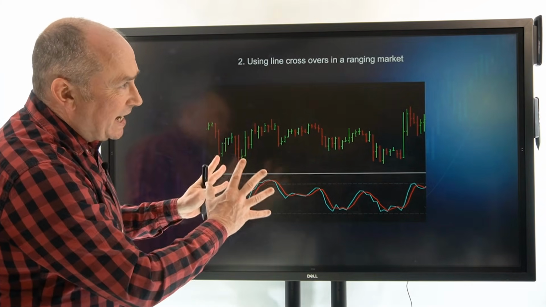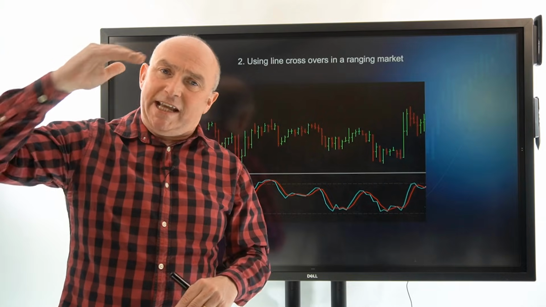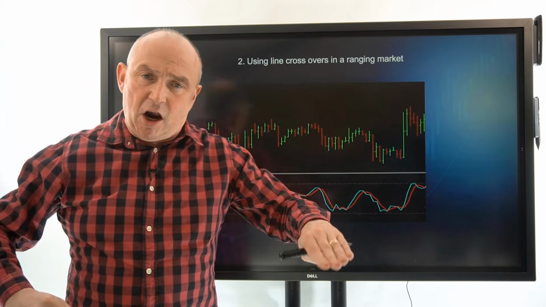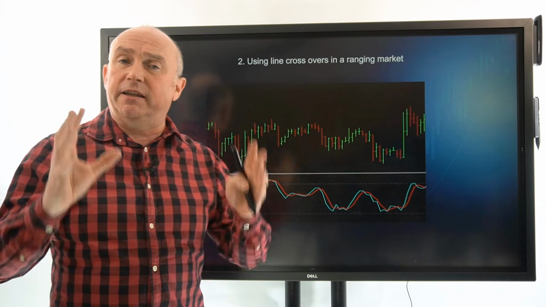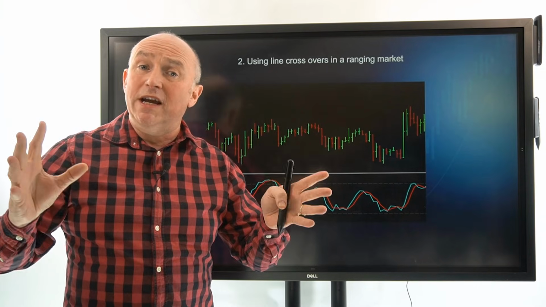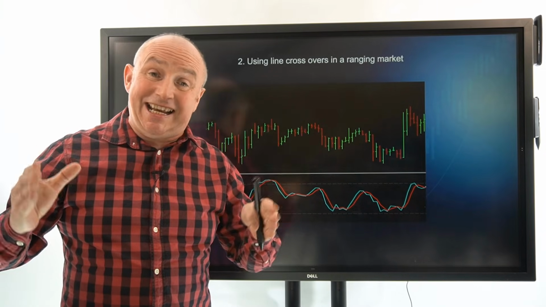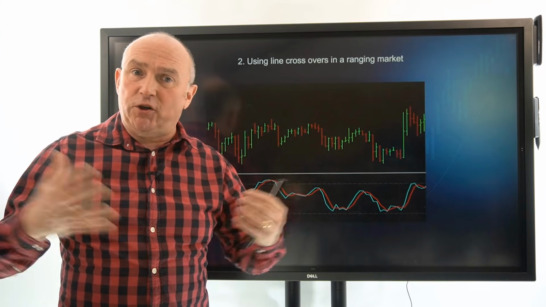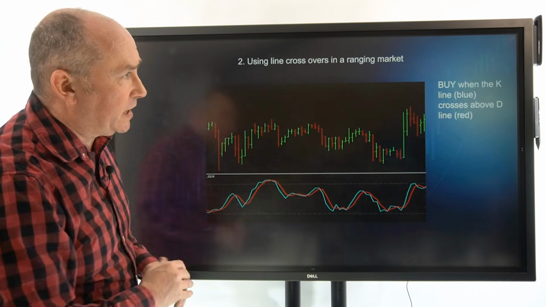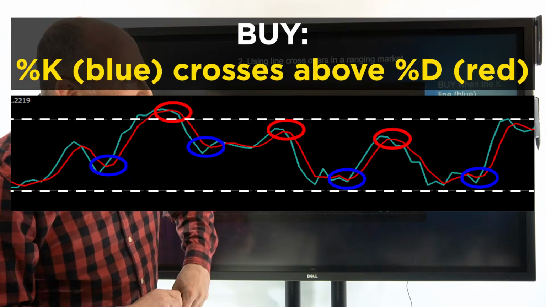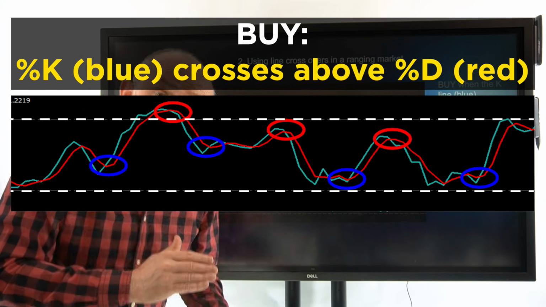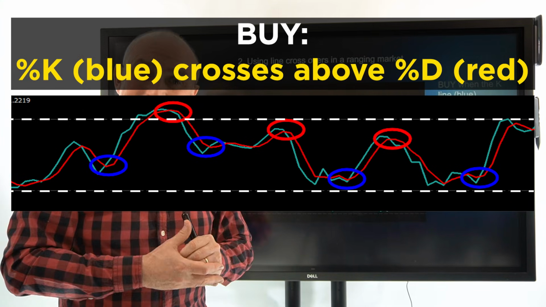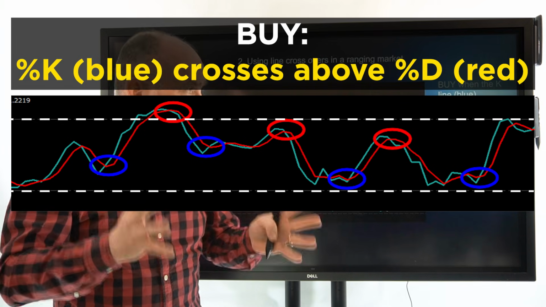So how it works is this: it doesn't look at the oscillation levels, the 80 overbought or the 20 oversold. It's not concerned about that. It's looking at the line crossover. It's looking at the K line crossing through its signal line, basically the D line, the moving average of itself. And it works like this. So a buy trigger could be indicated when the K line crosses above, up through the D line. That could indicate a buy trade.